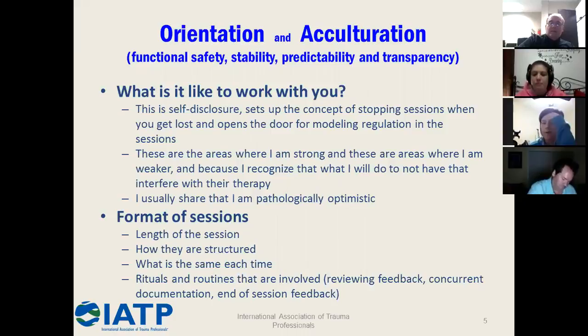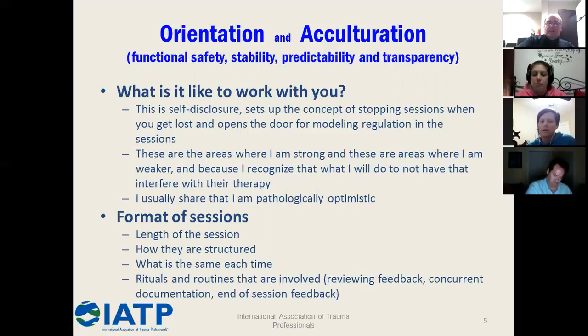Robert, go ahead. Do you think it's necessary to actually verbalize that piece of it, or can that be just something that you model in your work, as far as stopping a client and saying, okay, you lost me, or I'm having a really hard time following you? What would be the benefit of talking about that up front versus just modeling it?